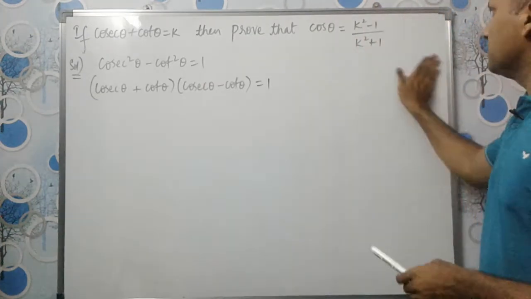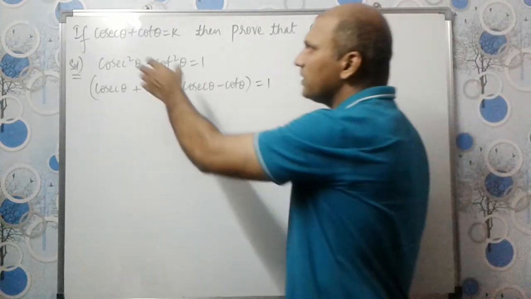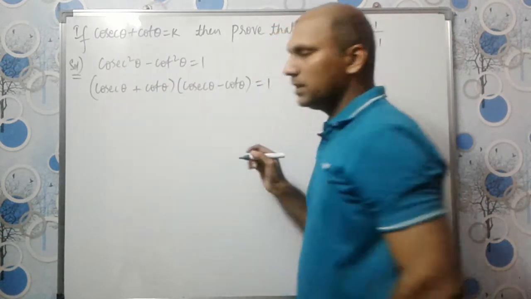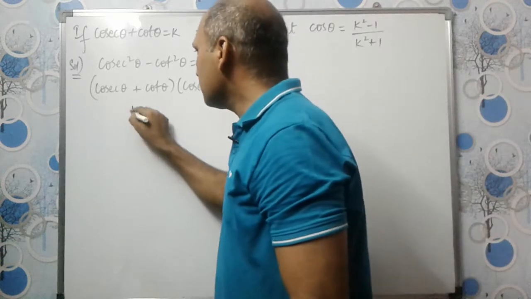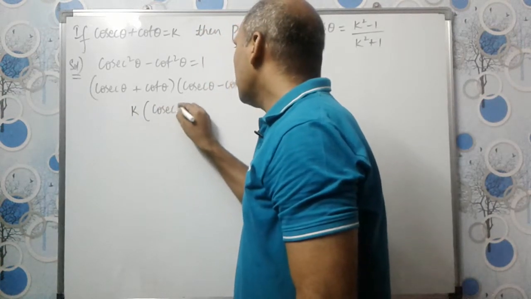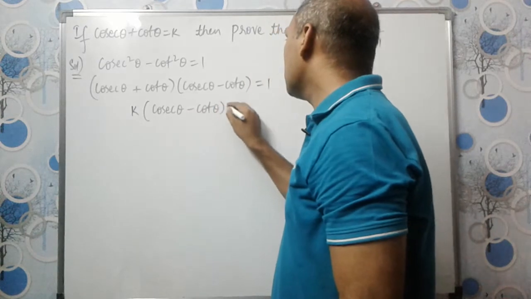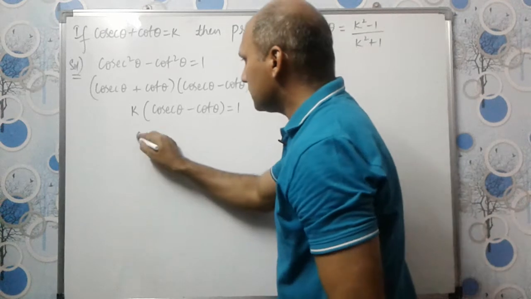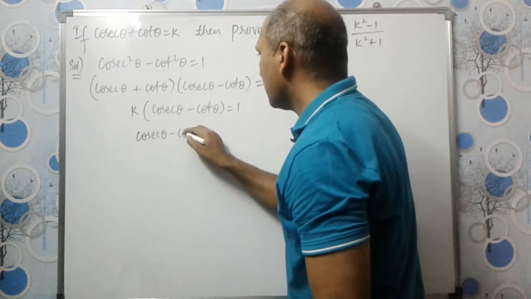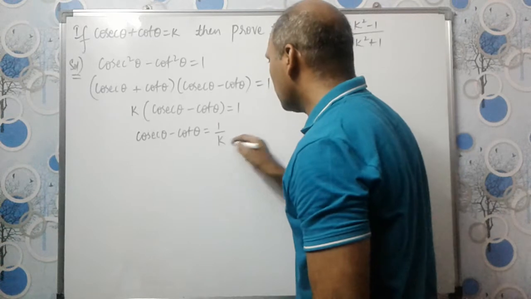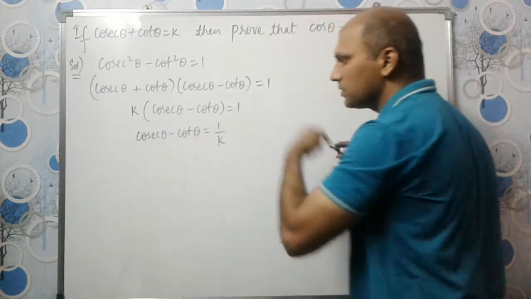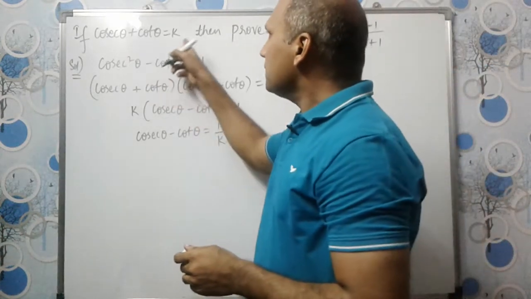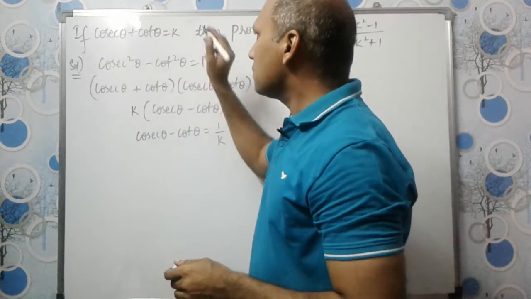All right, so let me rub this. See what is given in the question. Cosecant plus cot is equal to k, given. So in place of this I'll write k, and cosecant minus cot is equal to 1. Now if you send k on the other side, cosecant minus cot will be equal to 1 by k. K is being multiplied here; when it goes on the other side, it will divide.